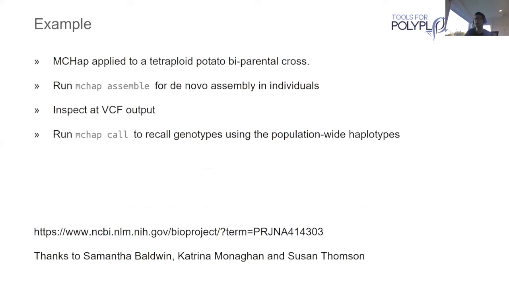Next, we're going to quickly flick to a live example. Hopefully this works. We're actually going to look at two tools. MCHap itself is really a collection of small tools. The main two tools in it currently are Assemble, which is used to do the de novo assembly, and that will produce a VCF. But we can also run MCHap call, which is a very similar tool, except it's used to call genotypes from a set of known haplotypes. So MCHap assemble is used for de novo assembly from basis SNPs. MCHap call can be used to call haplotypes from a set of reference haplotypes.